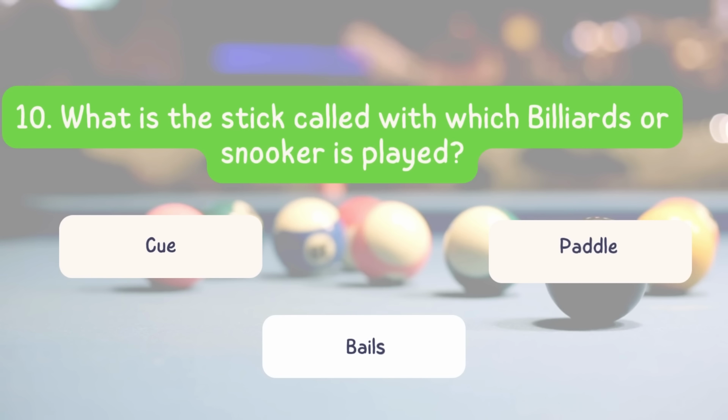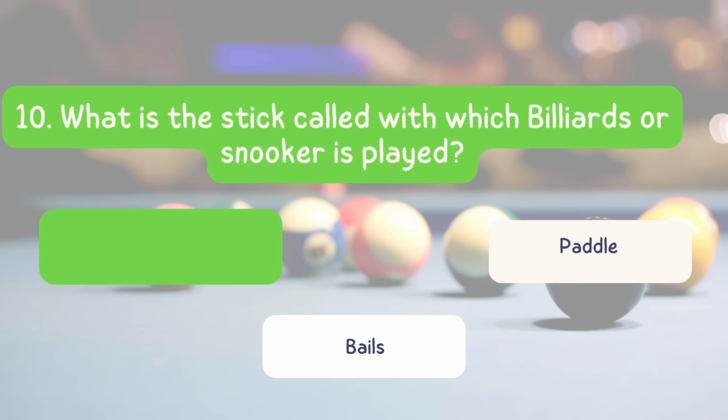10th question. What is the stick called with which billiards or snooker is played? Cue, paddle, bails. The correct answer is cue.